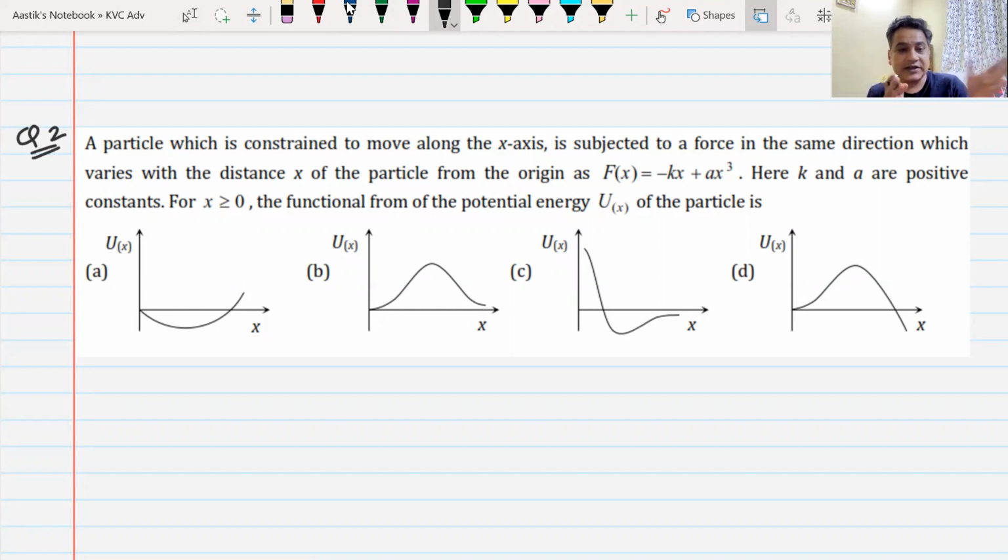A particle which is constrained to move along the x-axis is subjected to a force in the same direction, which varies with the distance x of the particle from the origin, as this, where k and a are positive constants. For x greater than 0, the functional form of potential energy of the particle is. This is more on maths rather than on physics. So here force is given, and you have to find the energy curve.